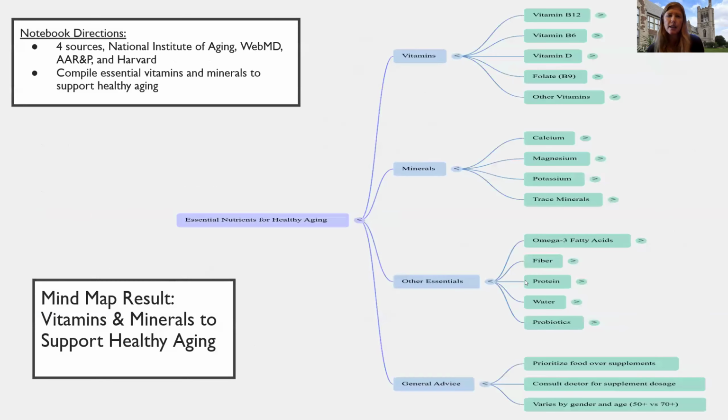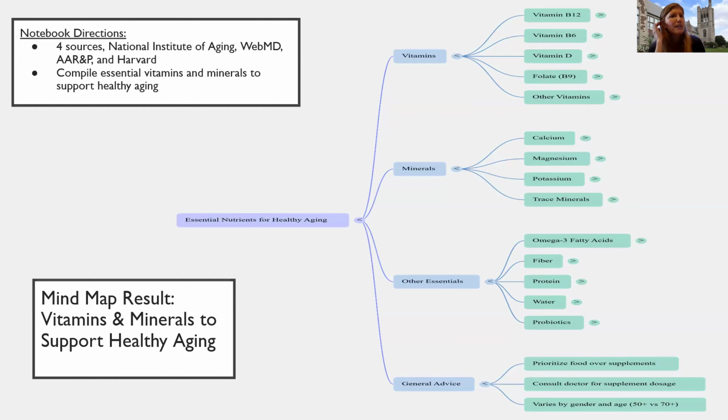And then in the next slide, already familiar, we introduced you to the mind map. I did a very simple exercise in the Notebook LM world. I entered 4 sources: one from the National Institute on Aging, a source from WebMD, a source from AARP, and from Harvard's Public Policy Institute. And it was just a simple instruction to compile essential vitamins and minerals to support healthy aging. We know there's lots of information out there.